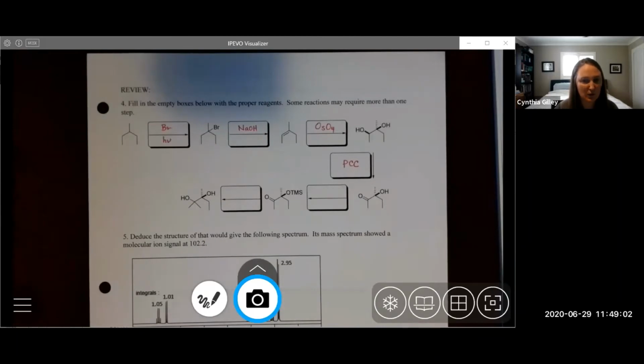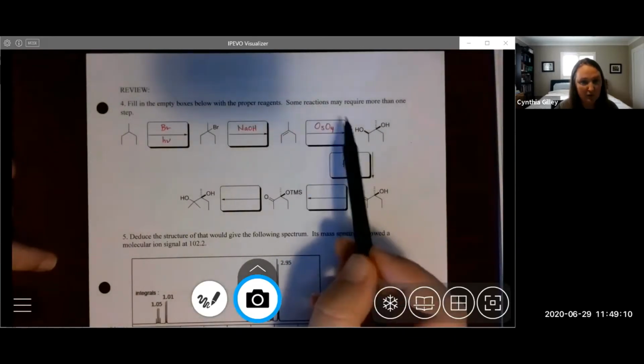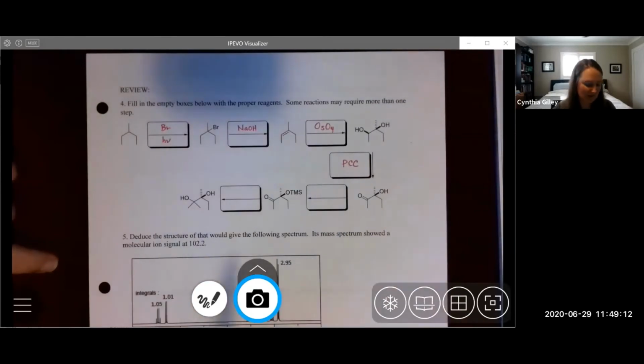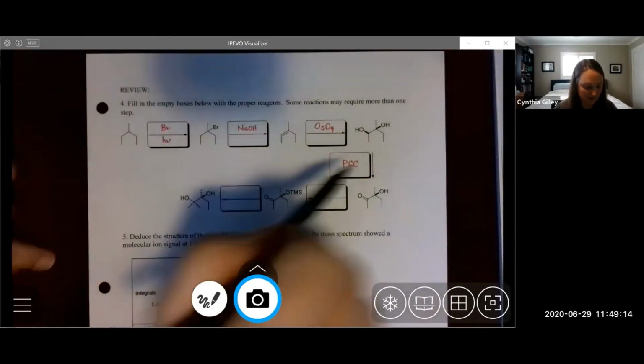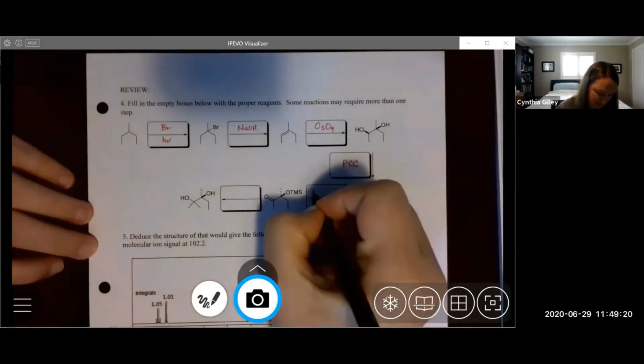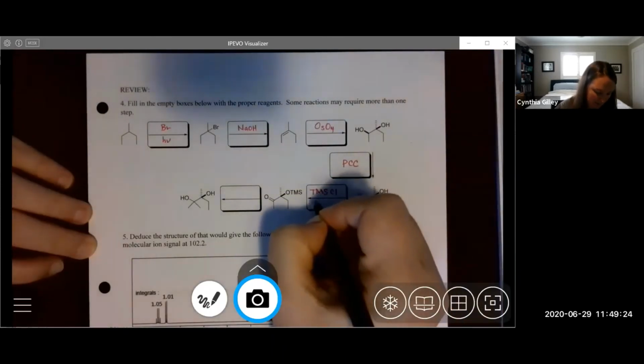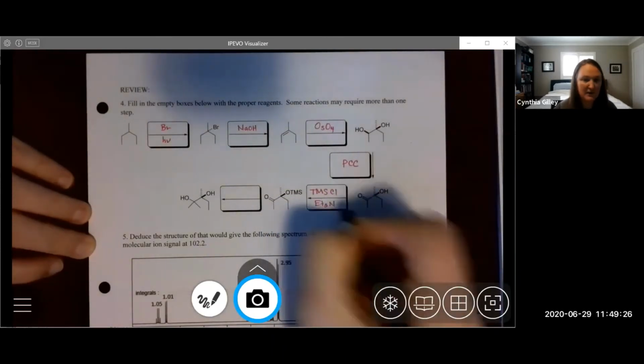which is hard to control, but the colder you do it, the less likely it is to happen. So sometimes you might see KMnO4, cold. I'll write something like cold. Okay. So TMS protection. So trimethylsilyl chloride and some sort of base, like triethylamine.